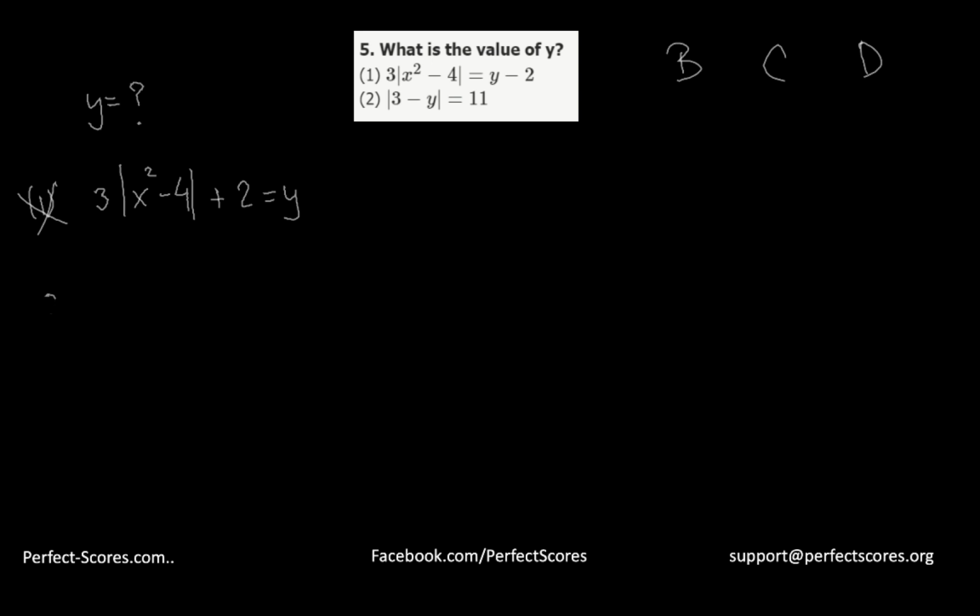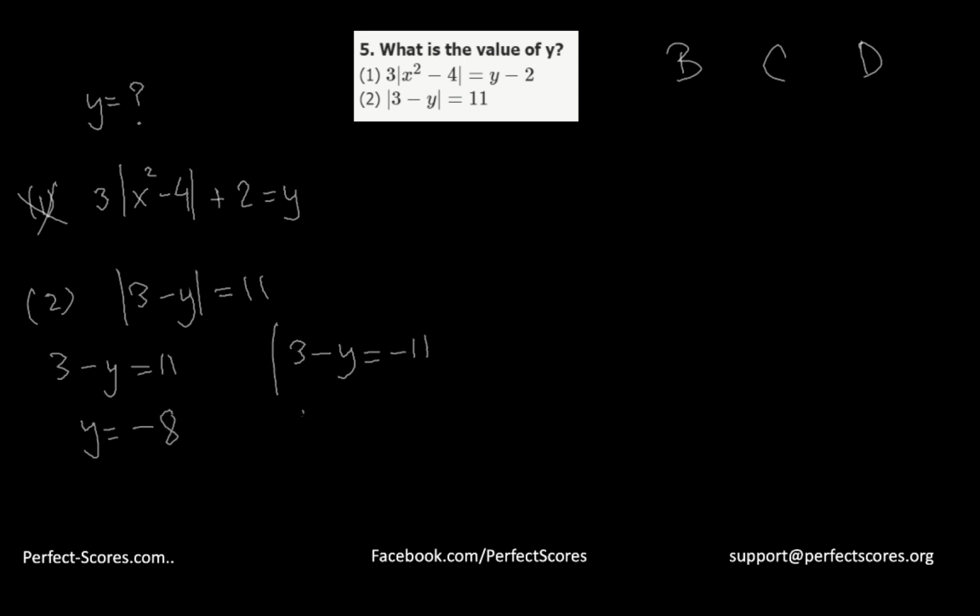Let's look at the second statement. The absolute value of 3 minus y is equal to 11, which means 3 minus y could be 11, or 3 minus y could be negative 11. So that means y could be equal to negative 8, or y could be equal to 14. Two different values, insufficient. B is gone.